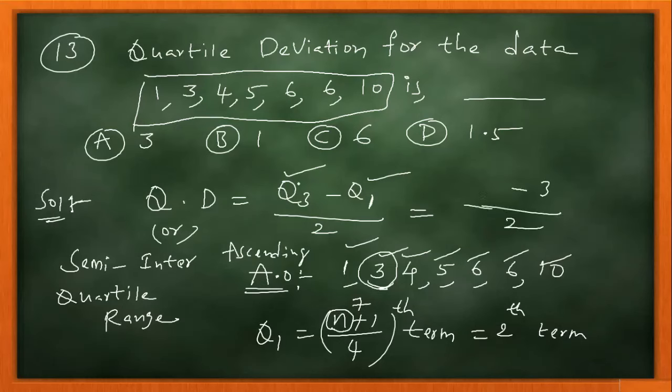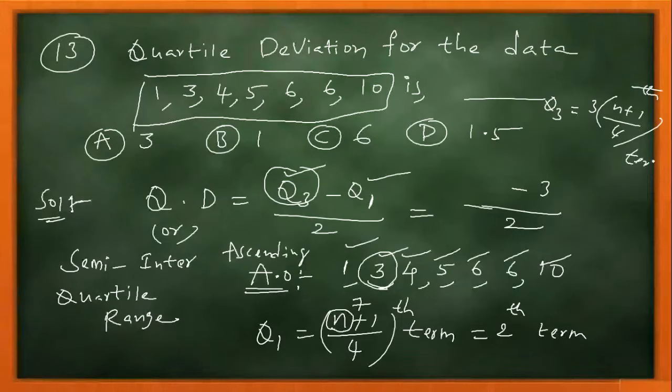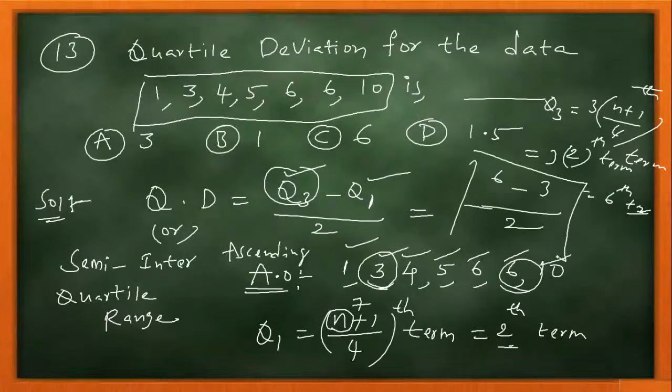Now we are going to calculate Q3. How to calculate Q3? Q3 is equal to 3 times (n plus 1) by 4th term. So we know (n plus 1) by 4 is the second term. So 3 into the 2nd term will be the 6th term. So what is the 6th term here? The 6th term is 6. So 6 minus 3 divided by 2. 6 minus 3 by 2 means 3 by 2, which means 1.5. Yes, option D is correct.